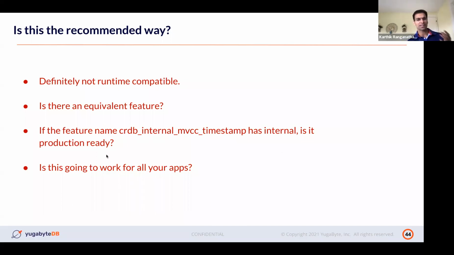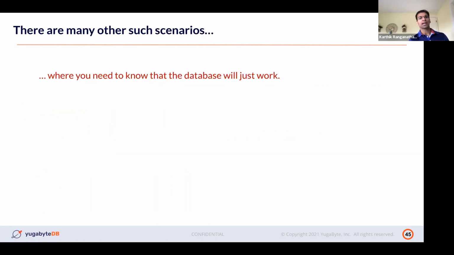So, that's another thing. And is this overall feature going to work for all of your applications, right? So these are some of the questions I was left with in both the cases, Spanner and Cockroach. And if I'm purely thinking about an end developer's point, I'd be like, okay, at what point is this going to get me, or so on, right? So there are many other scenarios, and this is just one example and a relatively simple one at that, but you just need to know that the database will work, right?